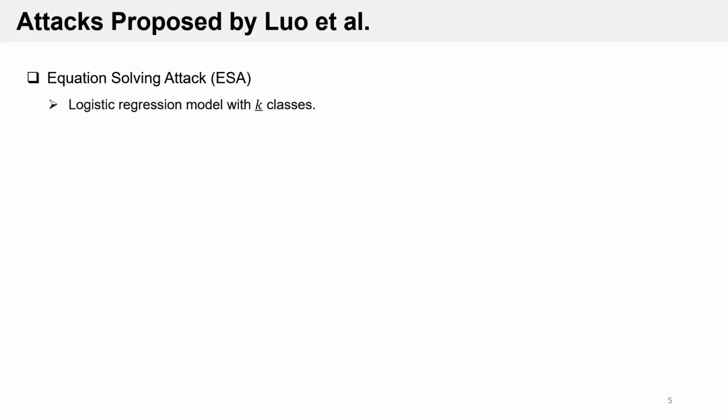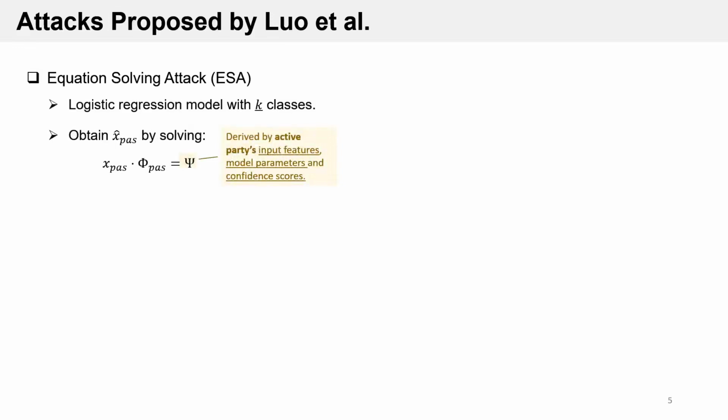In their paper, the authors started with a simple setting, where two parties jointly train a logistic regression model with k classes. They proposed an equation-solving attack which mathematically calculates the passive party features by solving the following linear equation system. They show that when the number of unknown features d_pass is less than the number of classes k, the equation system has a unique solution and the feature values can be fully reconstructed.